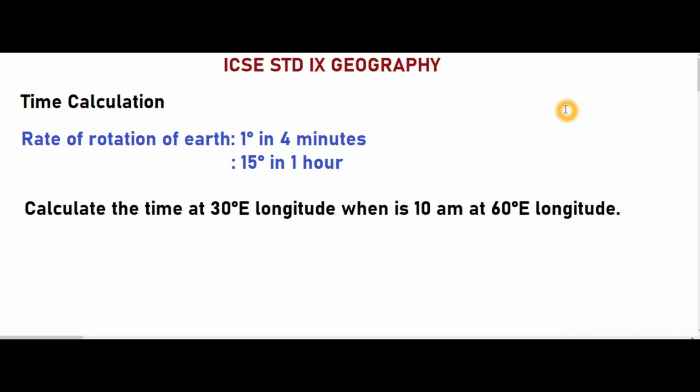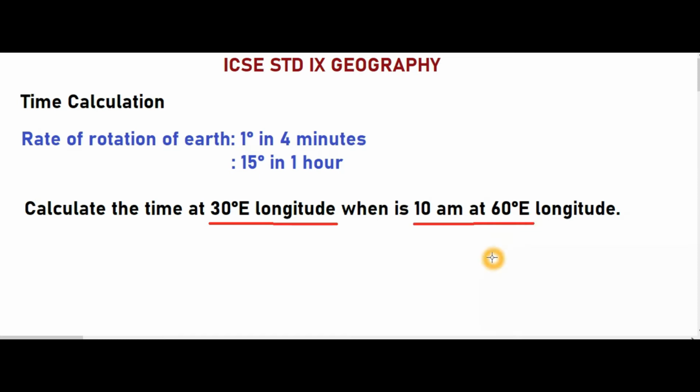So first of all, we should know the question thoroughly. What are the informations given in the question? So we know that we need to find out the time at 30 degree east longitude, and this is when the time is 10 am at 60 degree longitude.